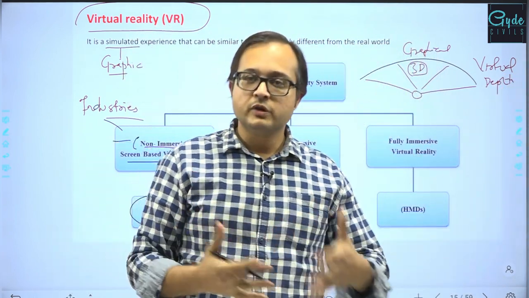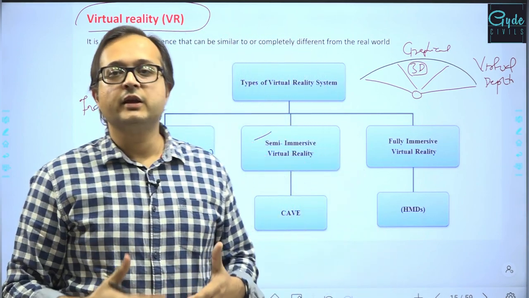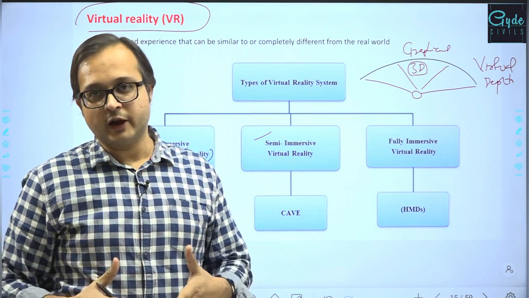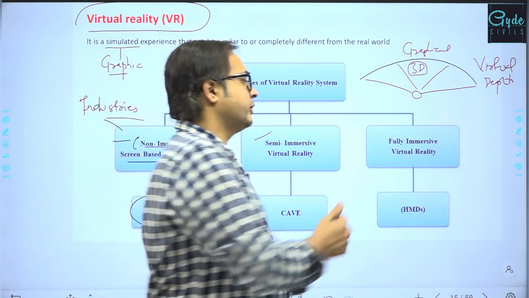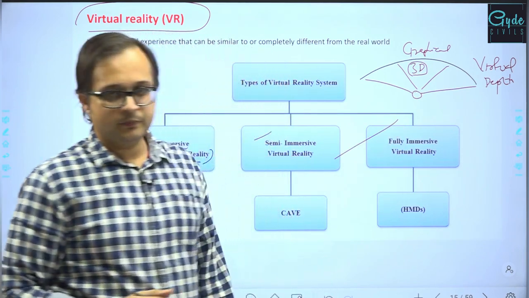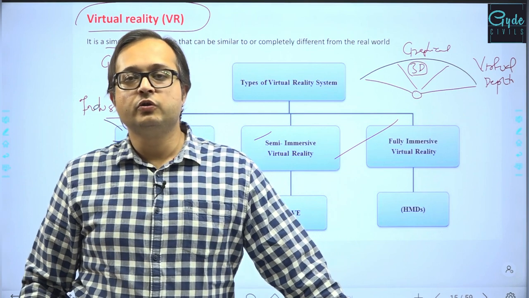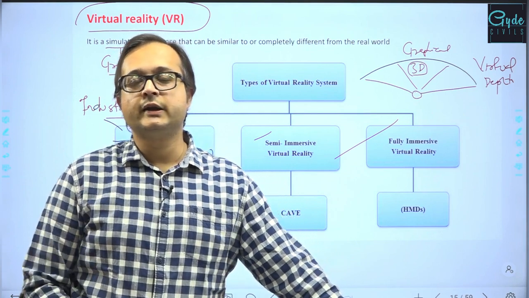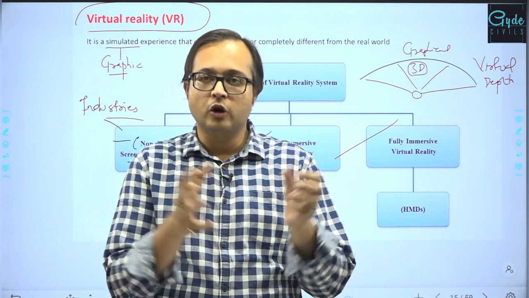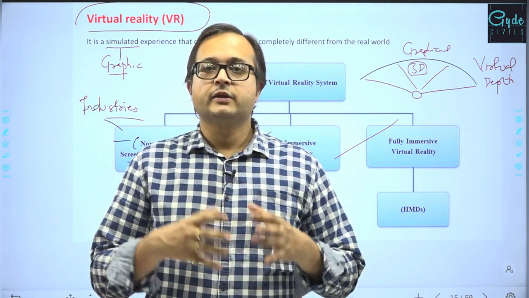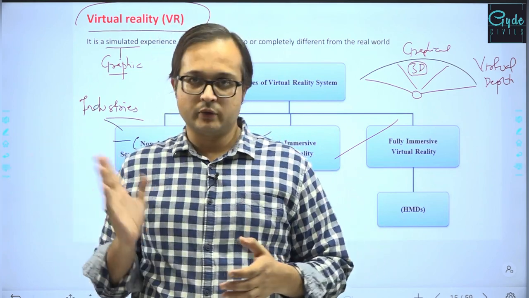Usually we go for 3D animation or we go for 3D movies. They are basically semi-immersive virtual realities, right? And then the third one is fully immersive virtual reality. The fully immersive virtual realities are those where we integrate the user and the virtual graphic representation or projection all together in such a way that the user finds itself to be an integral part of the virtual surrounding, right?